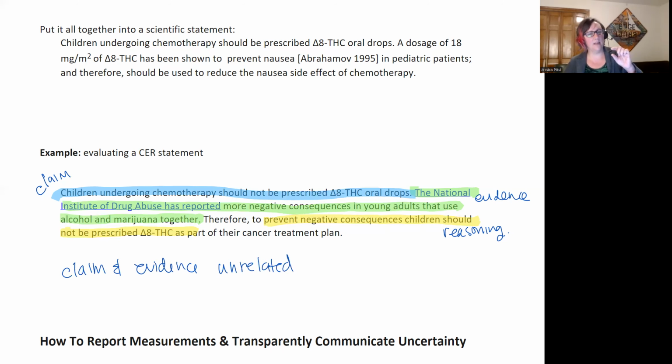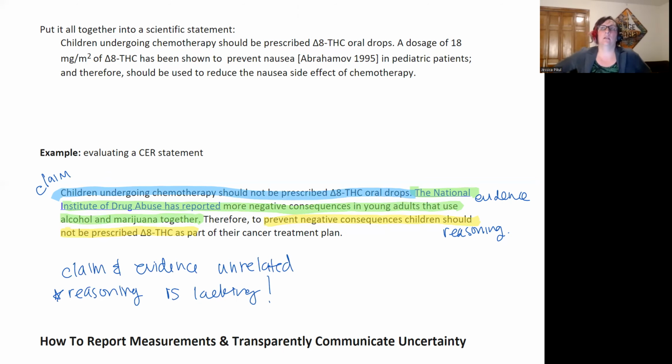And the scientific reasoning piece kind of underlines this, right? It's saying to prevent negative consequences in children, they shouldn't be prescribed delta 8 THC. But our evidence didn't have any information about delta 8 THC, and it really didn't have any information about children either. And so the reasoning is lacking. And it helps us see what's missing here.